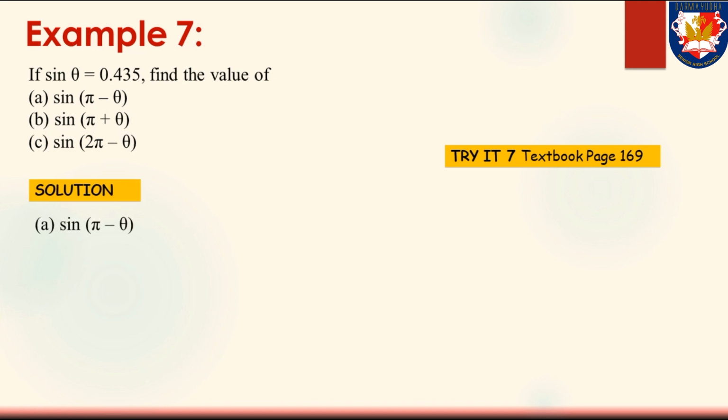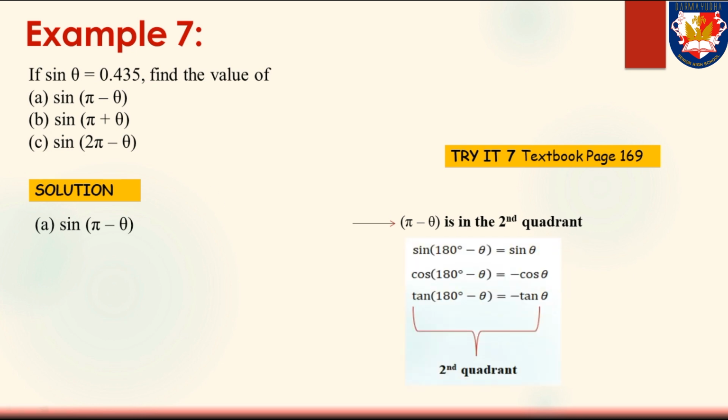Part A, sine of pi minus theta. Remember that pi minus theta is in the second quadrant. In the second quadrant, we have this formula, and we will apply this formula. So, sine of pi minus theta equals sine theta. Based on the question, sine theta equals 0.435.